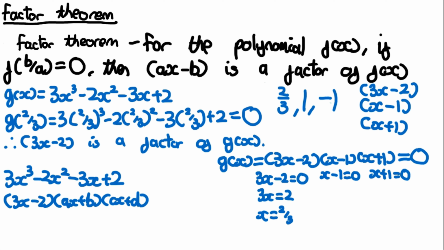This is going to be x minus 1. If we rearrange, it's going to be x is equal to 1, and if we rearrange this, x is equal to minus 1. So we've got 2 over 3, 1 and minus 1 as the values of x, and as you can see, these are the exact same values that we got up here for the values we subbed in as x in order to get g of x equal to 0.